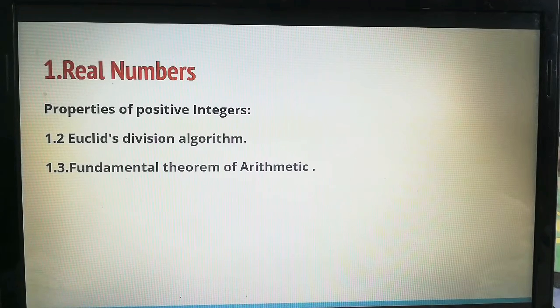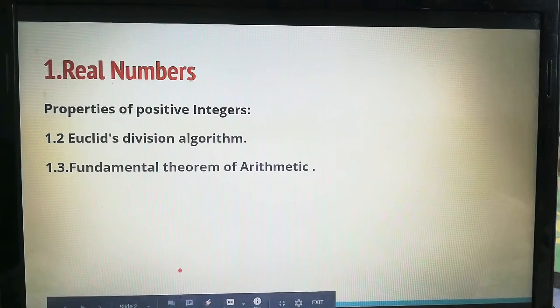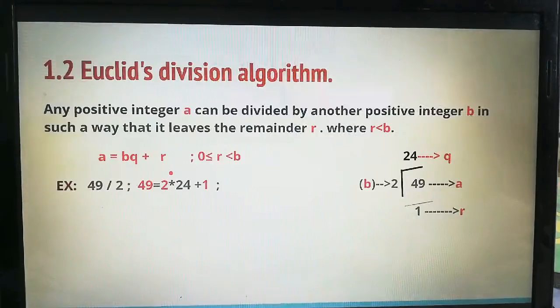We will move on to the properties of positive integers. There are two properties for these real numbers we'll see in this chapter. One is Euclid's division algorithm and the other is the fundamental theorem of arithmetic. We'll see them one by one.